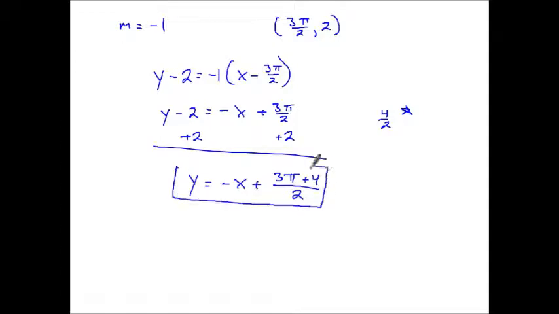Of course, if you wanted to get a rough decimal for that, it is approximately 6.712, but since it has a pi in it, it's actually a decimal that goes on forever. But there you go.